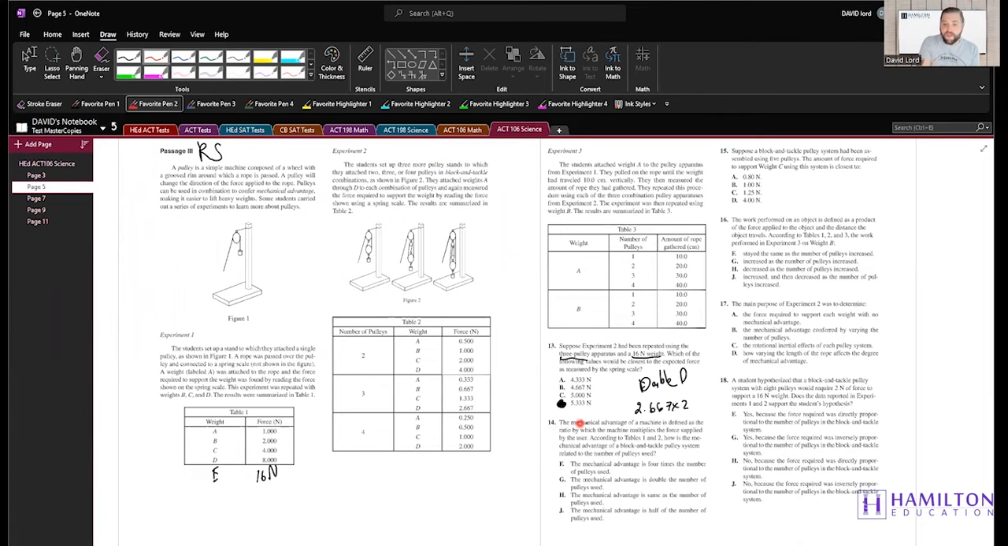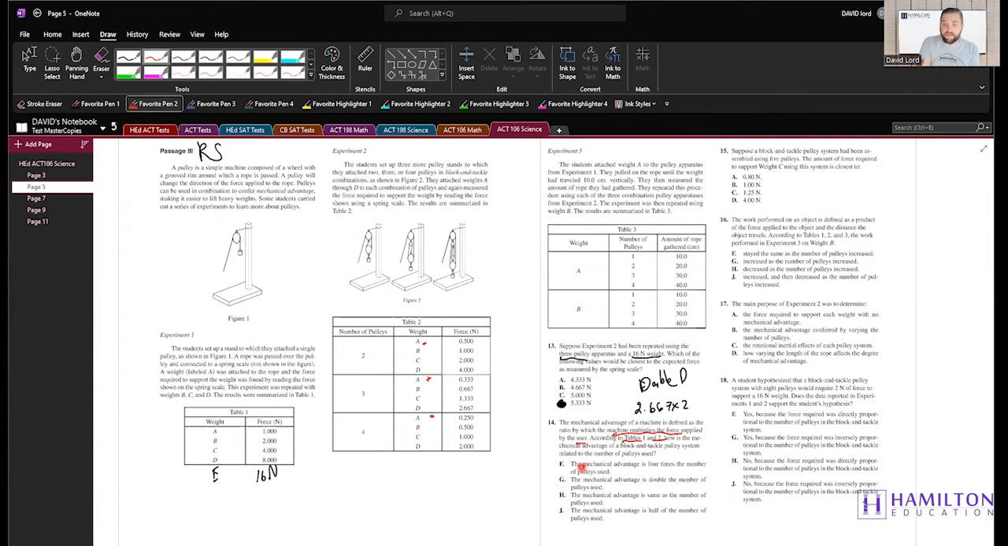Question number 14. The mechanical advantage of a machine is defined as the ratio by which the machine multiplies the force applied by the user. According to tables 1 and 2, how is the mechanical advantage of the block and tackle pulley system related to the number of pulleys used? So for experiment 1, the student had to use a force of 1 Newton to lift A. But in experiment 2, for the same weight A, when there were 2 pulleys, it took half a Newton. When there were 3 pulleys, it was a third of a Newton. And when there were 4 pulleys, it was a quarter of a Newton. So it seems to me the number of pulleys is related to the mechanical advantage.